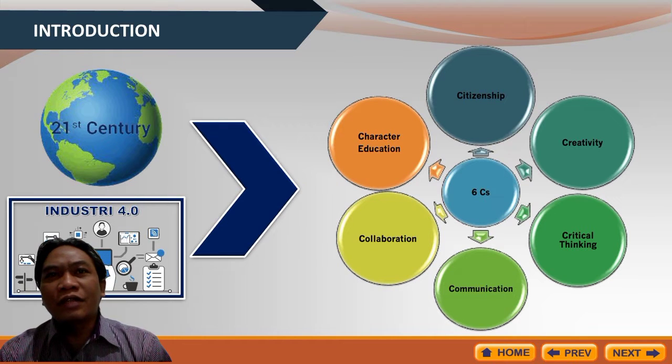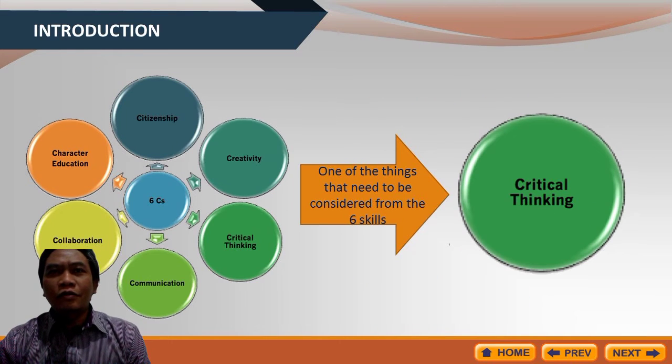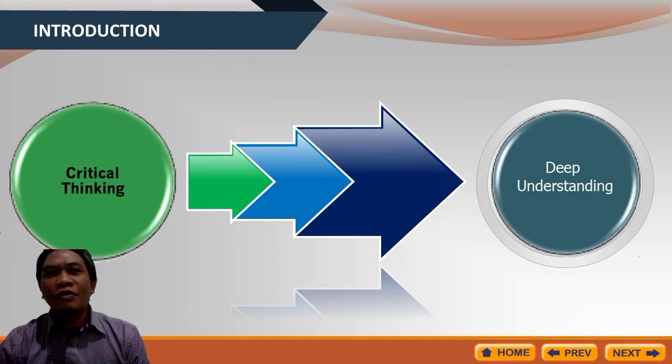We all generally know the 6G skills, which include communication skill, critical thinking, collaboration, creativity, citizenship or culture, and character education. One of the things that needs to be considered from the 6 skills mentioned is critical thinking. Critical thinking is one of the most important components for success in the 21st century. This ability is very necessary because critical thinking becomes the goal to achieve deep understanding.